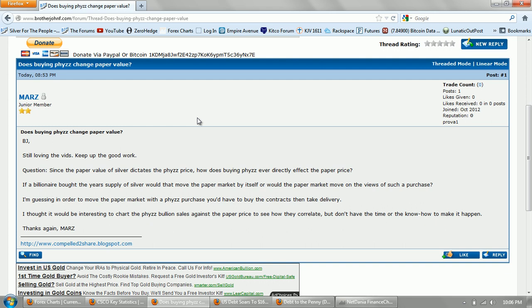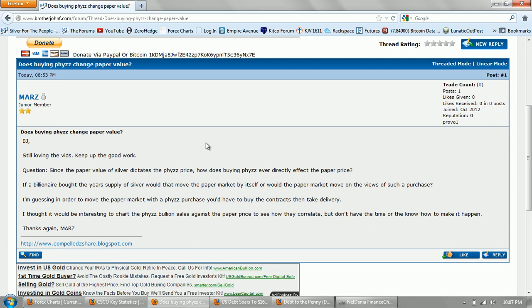Question: since the paper value of silver dictates the physical price, how does buying physical ever directly affect the paper price? If a billionaire bought the year's supply of silver, would that move the paper market by itself, or would the paper market move on the views of such a purchase? I'm guessing in order to move the paper market with a physical purchase, you'd have to buy the contracts, then take delivery. I thought it would be interesting to chart the physical bullion sales against the paper price to see how they correlate, but don't have the time and the know-how to make it happen.